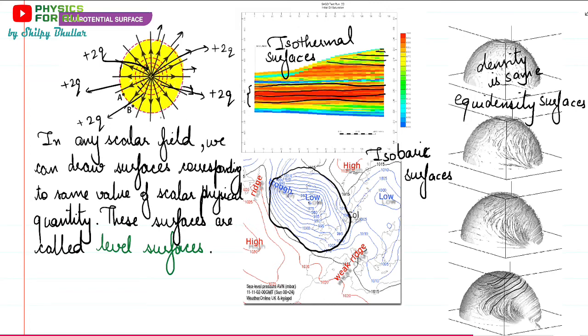So all in all, these surfaces are level surfaces in general, but it depends on the quantity itself. Whatever physical quantity you have, then you can give them a special name. The most important fact is that no two level surfaces corresponding to different values of scalar point function can intersect.